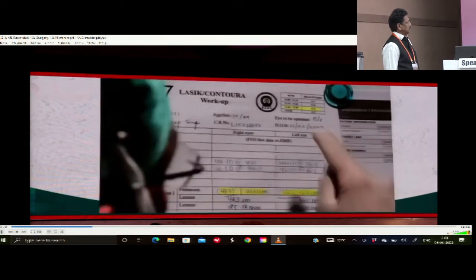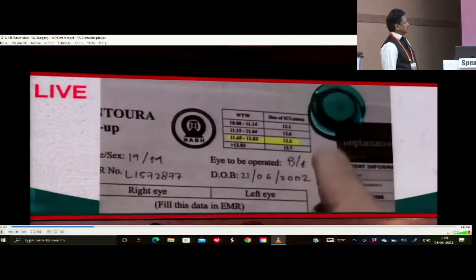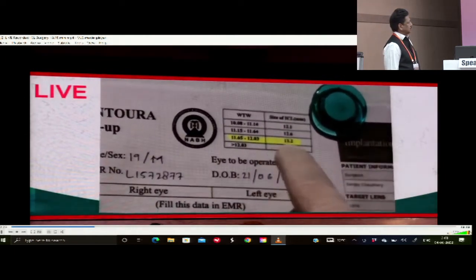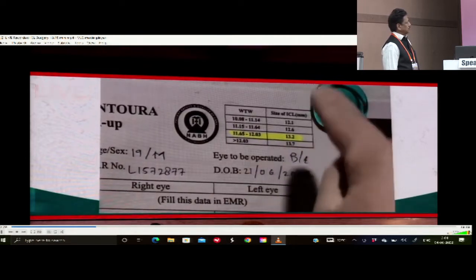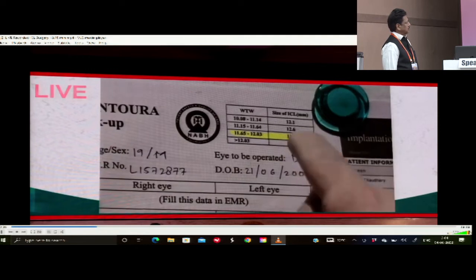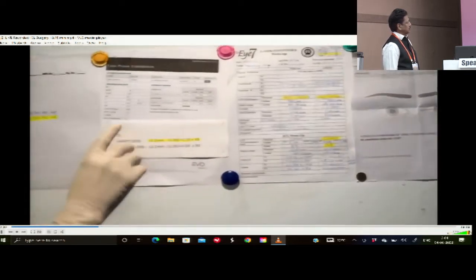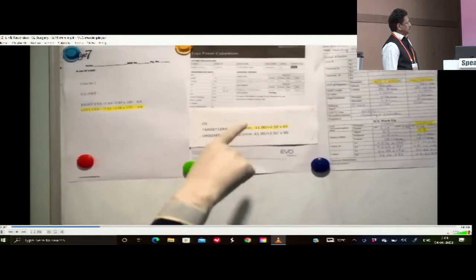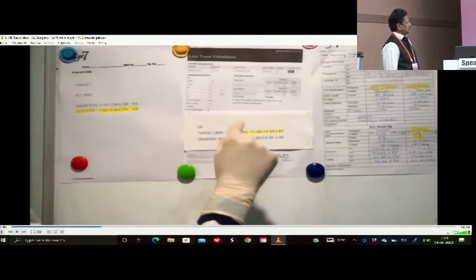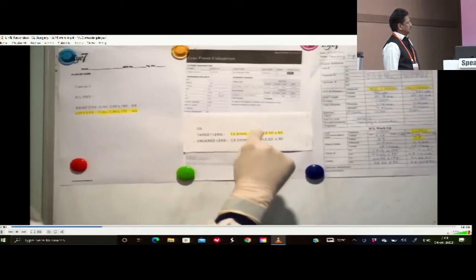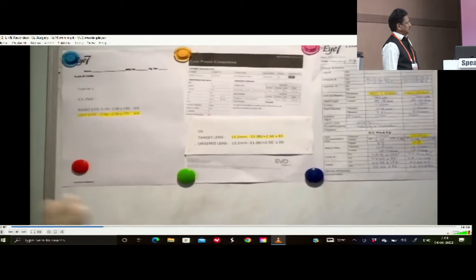Now I am choosing this 11.65 to 12.03. So this is where my 12 will come, or 11.9, and the size of the ICL will be 13.2 millimeters. So we have decided these parameters: 13.2 is the size, minus 11 with plus 2.5 at an axis of 85. Right, this is the calculation.